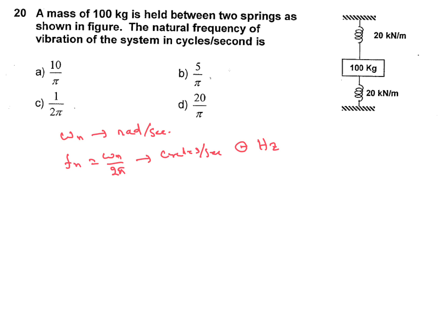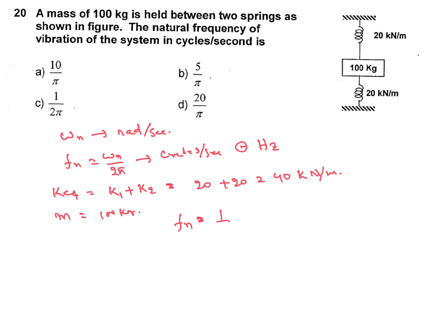Here this is the case of parallel connection. So K equivalent is K1 plus K2. Equivalent stiffness is the stiffness of both sides added: 20 kilonewton plus 20 kilonewton is 40 kilonewton per meter, and our mass is 100 kg. So we have to calculate natural frequency in cycles per second. You have to check in which dimension they asked. Its unit is cycles per second, so we have to calculate Fn.